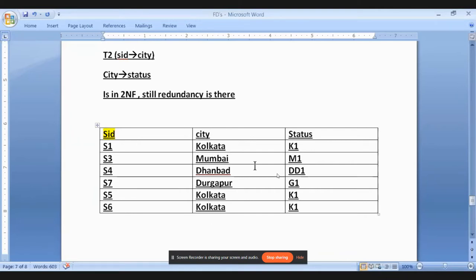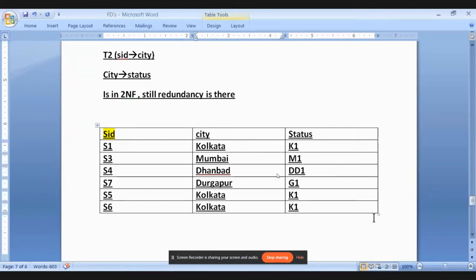Now what do I have to do? What is the solution? I have to convert it into a higher normal form. What is the immediate higher normal form of this table? It is 3NF. So I have to convert this table to 3NF. How do I do that? Write 3NF and write the definition.